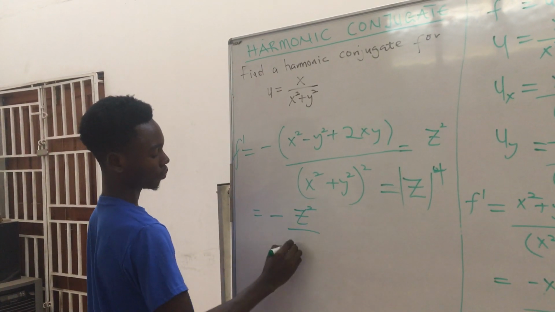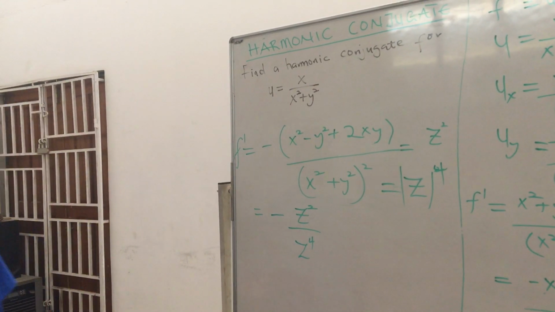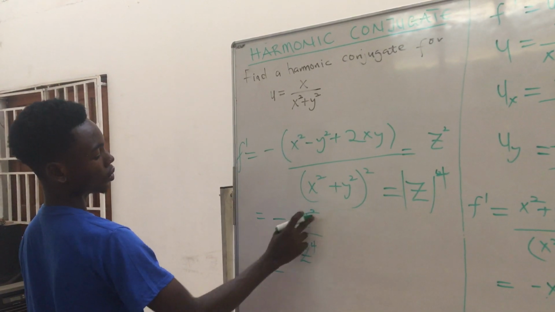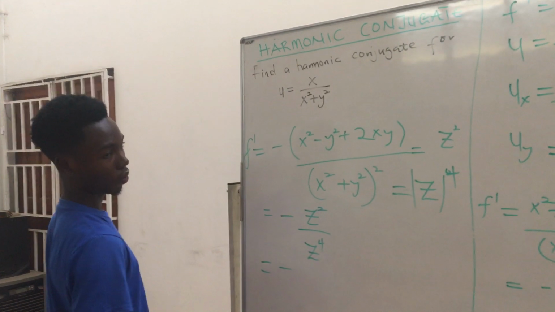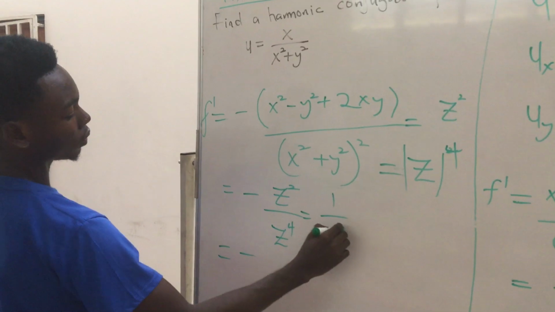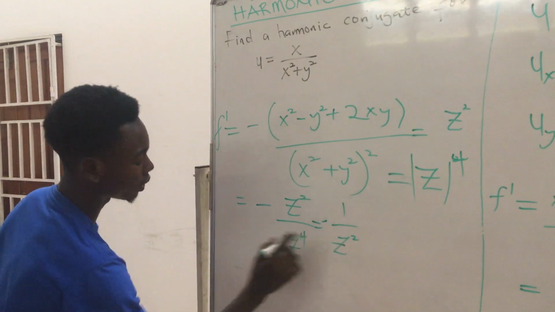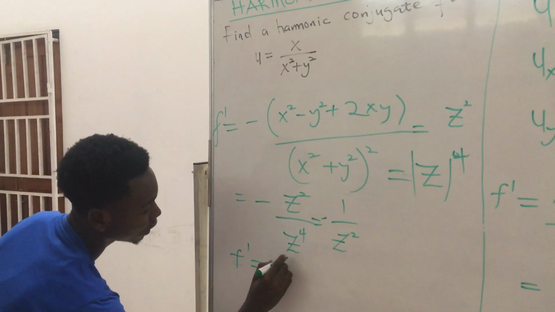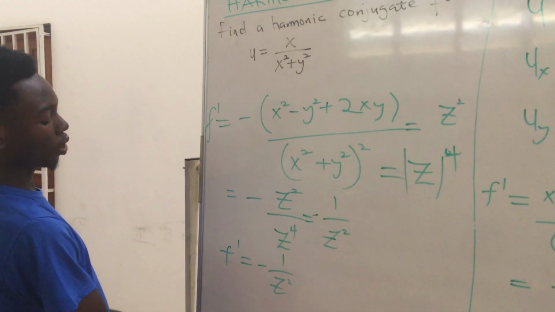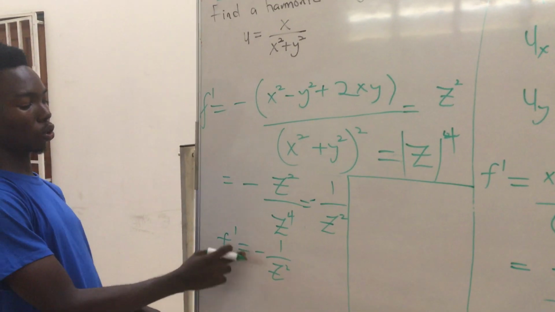So this will give us what? Z to the 4. Are you okay? So this z squared, z raised to the power 4, so we can cancel out. So this will give us 1 over what? Z squared, and then the negative. Now this is what? The derivative of what? Negative 1 over what? Z squared. That is what we are looking for: the f, not the derivative of f.